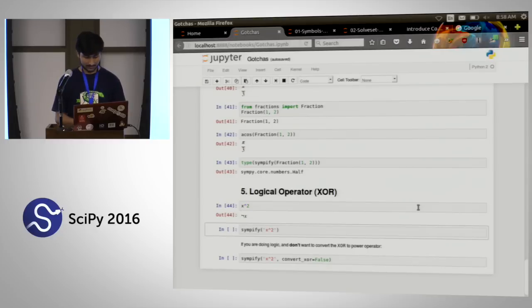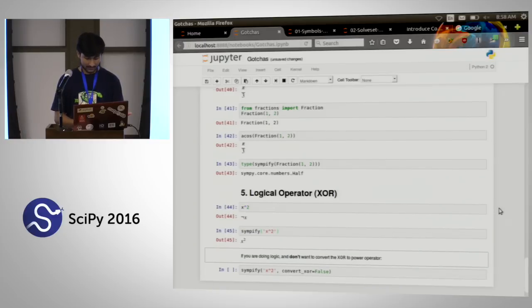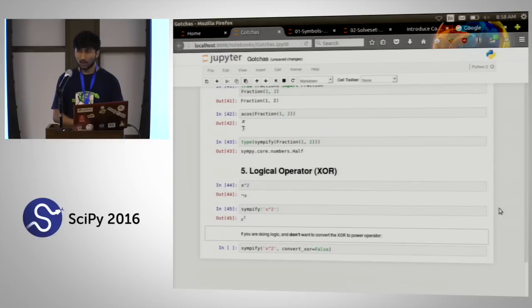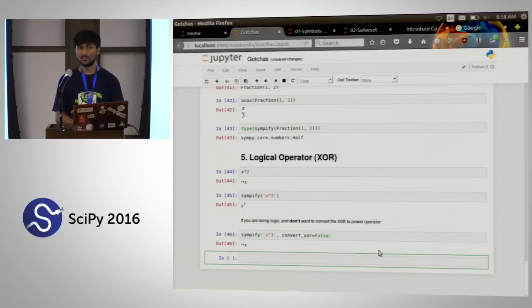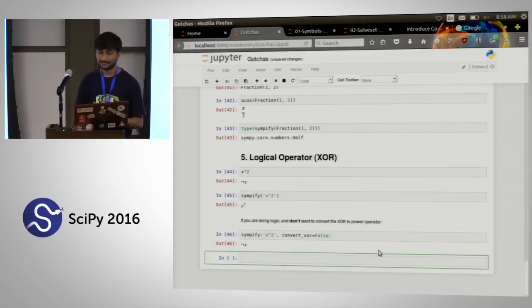And of course, you can convert into a SymPy object if you want a square. So by default, you can do this, x squared. And if you don't want to convert the XOR to the power operator, you can pass the argument convert_xor equal to false. So in that case, it will convert into a logical operator. All right.